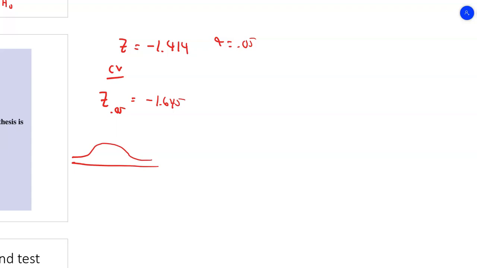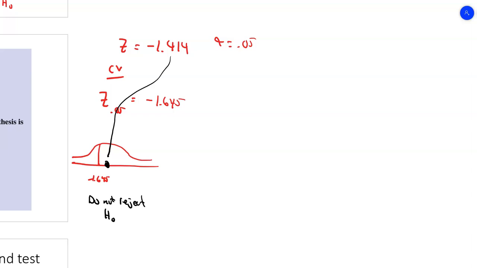All right, so z of 0.05 is negative 1.645. The test statistic that I calculated is over here. So what does that mean? Do not reject. Do not reject the null. There's not enough evidence to favor the alternative hypothesis.